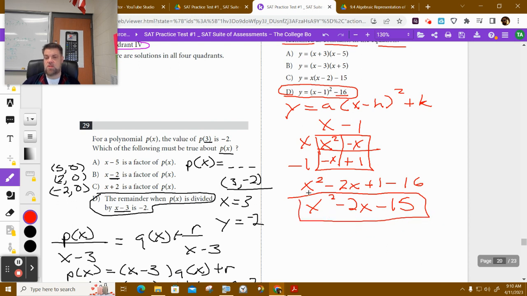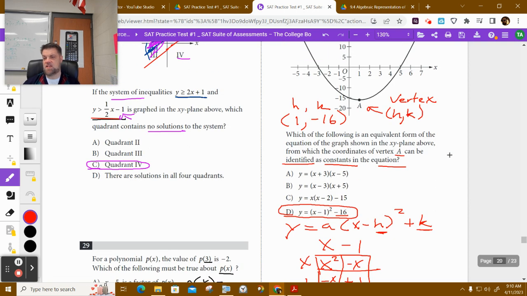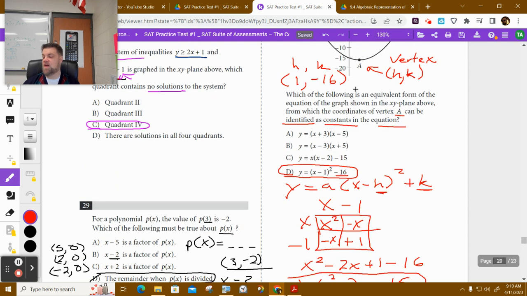Yeah. So D is the correct answer, because while A is also the factorization of this expression, D is the only one that has the h comma k in it, which comes from the vertex A. In other words, h equals 1, k equals negative 16. So D is the correct answer on that one.